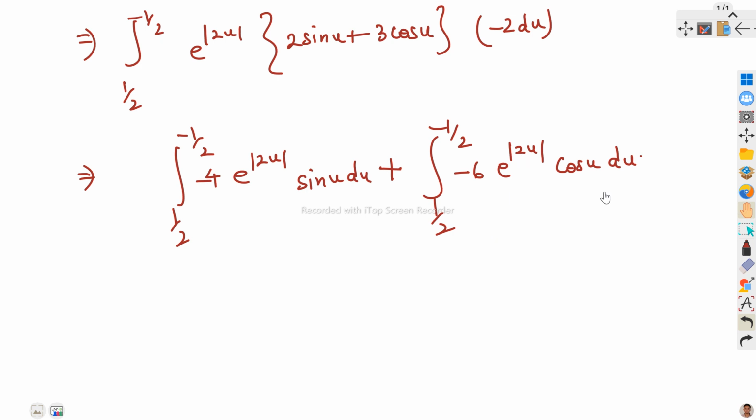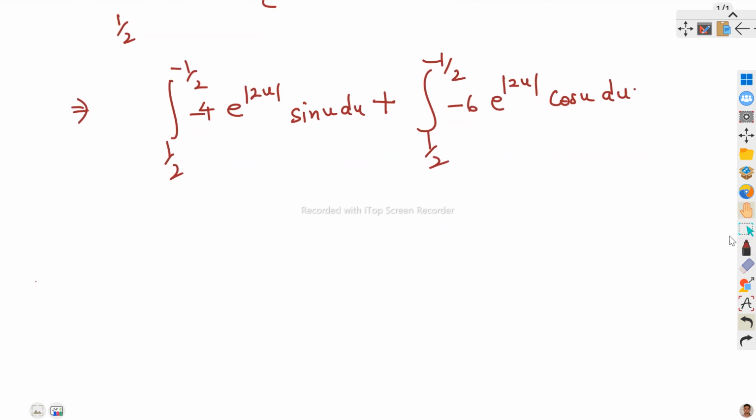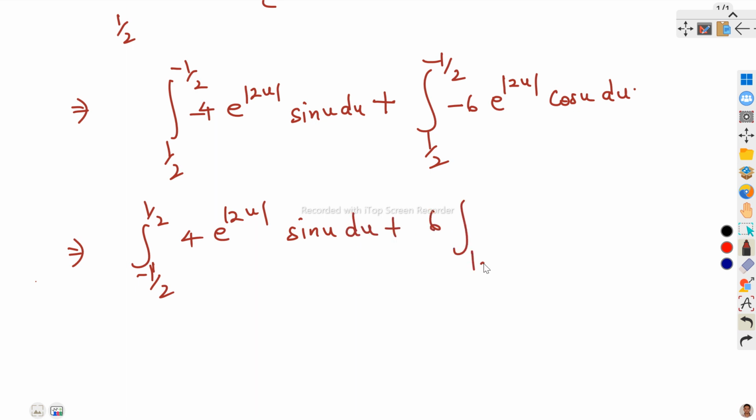Again, we can change the sign of the integral by changing the limits of the integral. So we can make it positive by changing the limits of integration. We can write this as 4 times the integral of e raised to power mod 2u sin u du, and this as 6 times the integral from minus 1 upon 2 to 1 upon 2 of e raised to power mod 2u cos u du.